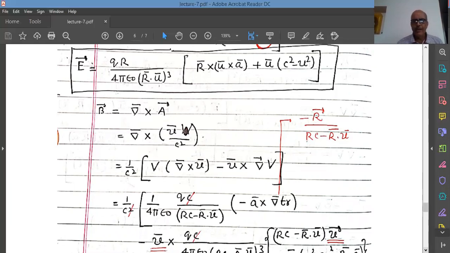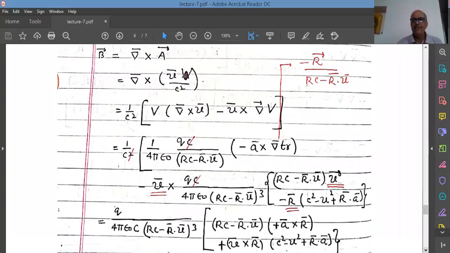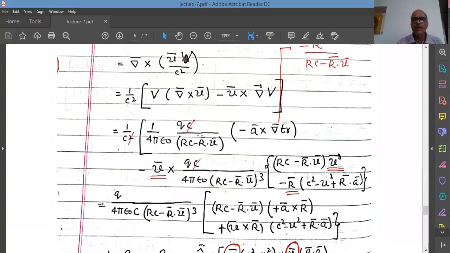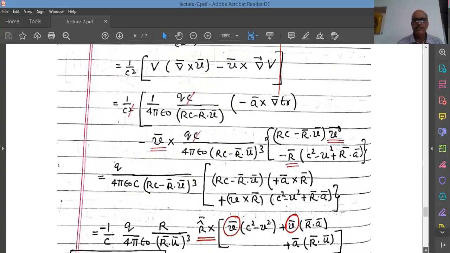Again, now we will calculate all these terms. Here our life is simpler because we have already calculated the value of the curl of A in the first half, in the previous calculation. So I have copied it as it is. It is 1 upon 4 pi epsilon 0, qc upon (Rc minus R dot v), and then minus V cross gradient of t_r. Minus V cross, we have calculated the value of gradient of A also, but be careful when you substitute all these values.